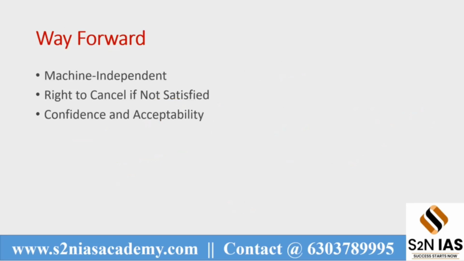Next, way forward: machine independence. For the voting process to be verifiable and correct, it should be machine independent, that is software or hardware independent, meaning that the establishment of its veracity should not depend solely on the assumption that the EVM is correct. Next, the right to cancel if not satisfied. The voter should have full agency to cancel a vote if not satisfied. The process to cancel must be simple and not require the voter to interact with anybody.